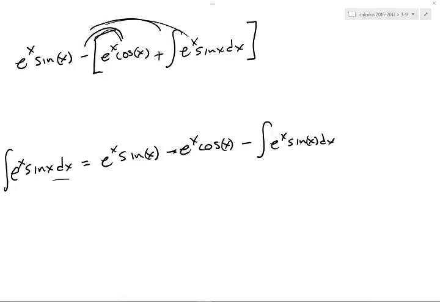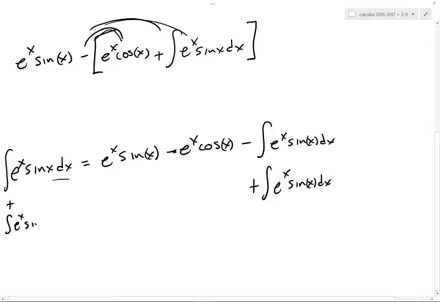Now, how are we going to solve this? This is how we're going to solve it, friends. We're going to say plus e to the x sine x. Now, do you remember back in the day when we told you that whatever thou doest to one side, thou must also doest to the other side? How many of these guys do we have now over here? 2. 2 of them.